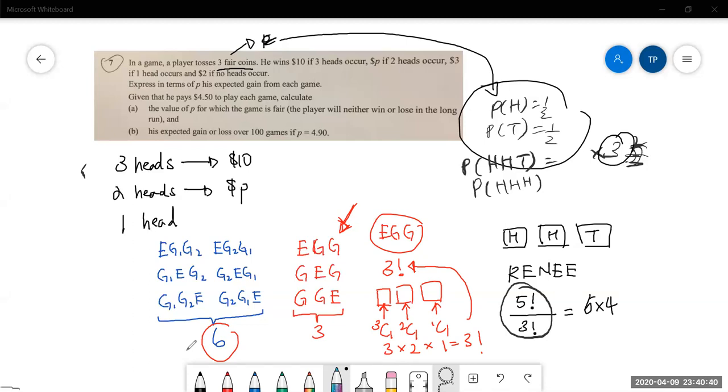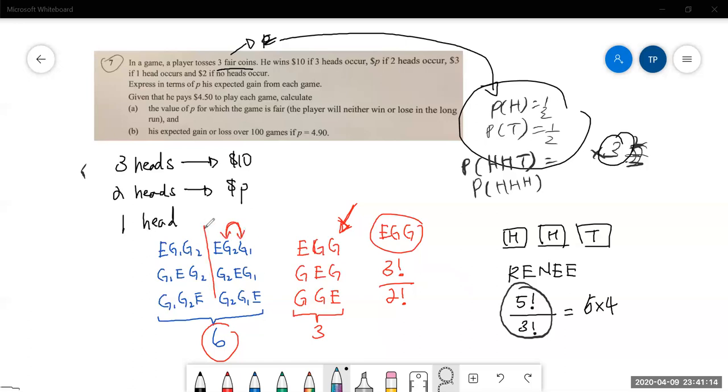Then after that, it's 2 factorial because I need to arrange the G also. Correct? No, you don't have to arrange the G, because when we do this 3 factorial, we are assuming that all three letters are different. But now we have 2 G's that are identical, so we have to divide by 2 factorial, because these 2 G's can swap places. We want to halve it, because the 2 G's are identical. That's why we divide by 2 factorial.